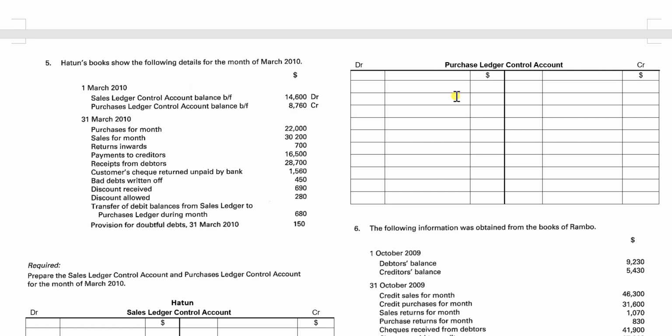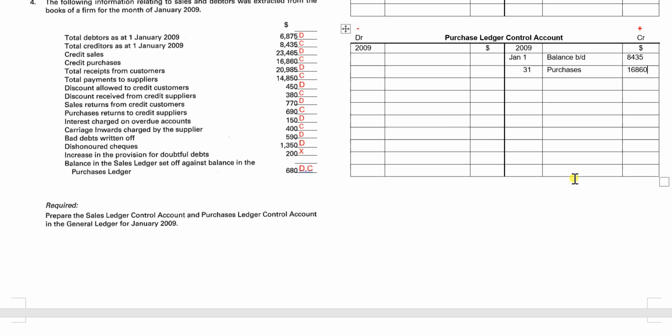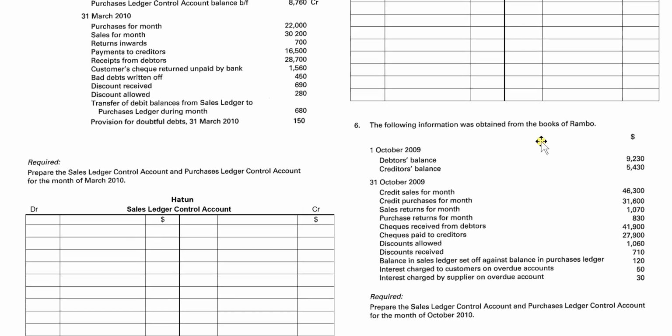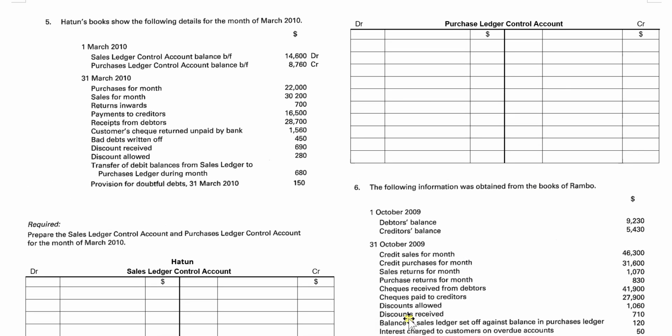And then after that I'd like you to also balance both of these two accounts, okay. So I'd like you to try these two questions, they are somewhat the same. So this is the first step, and then recording into the account correctly, and then you balance off the accounts. Okay, so I'd like you to try these two questions first, question 4 and question 5, by yourself.